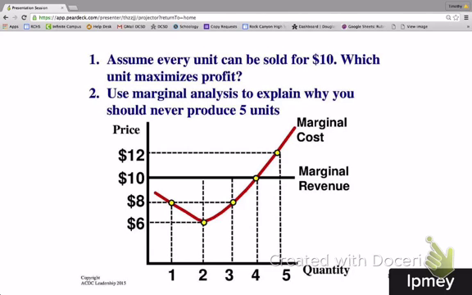And you should never produce 5 units, because if you produce 5, the marginal cost is $12, so $12 are going out. You're selling it for $10, only $10 is coming in. So more money is going out than coming in, and that subtracts from your profit, so you should not produce the 5th unit. So we've used marginal analysis to find the profit maximizing quantity of output in this graph, which tells us it's 4 units.